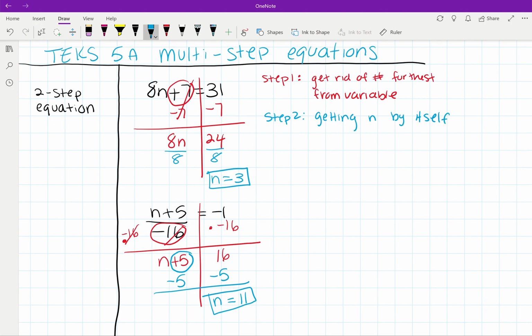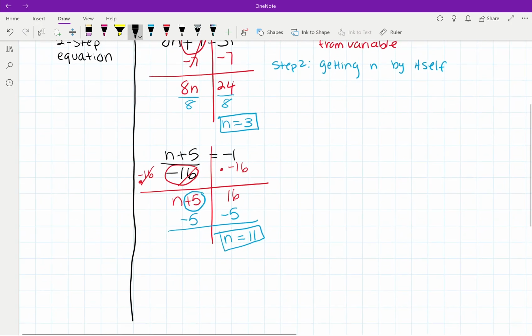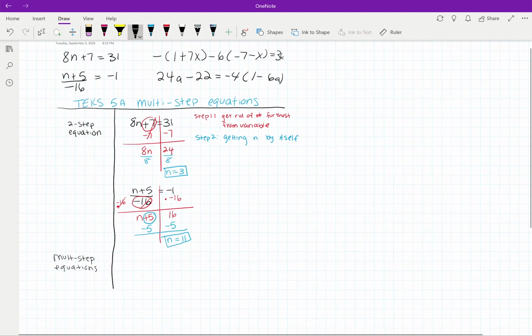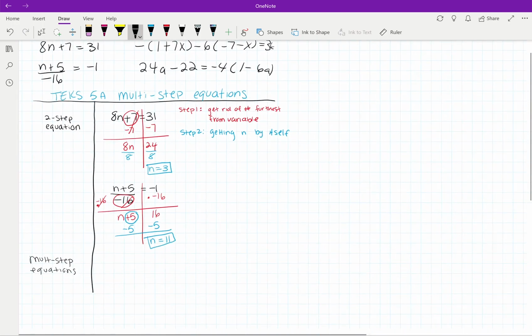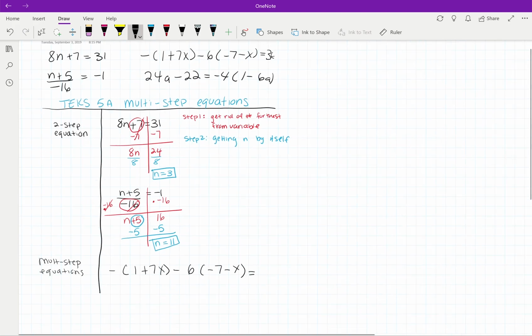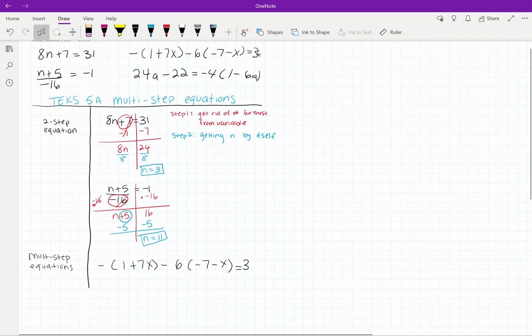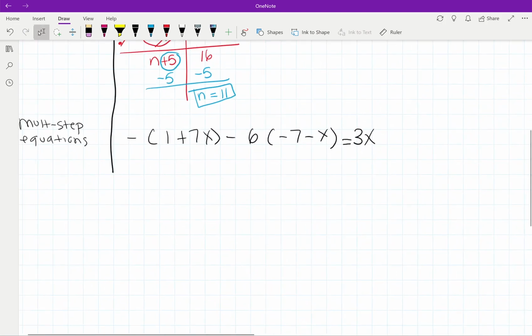Now we're going to get into multi-step equations. So let's write that off to the side, multi-step equations. Multi-step just means more than two steps. So our first example here is going to be negative, parentheses, 1 plus 7x, minus 6, parentheses, negative 7 minus x, equals 3x. Forgot that x. Okay.